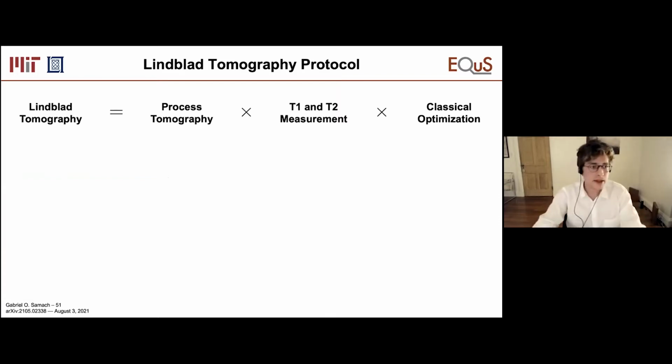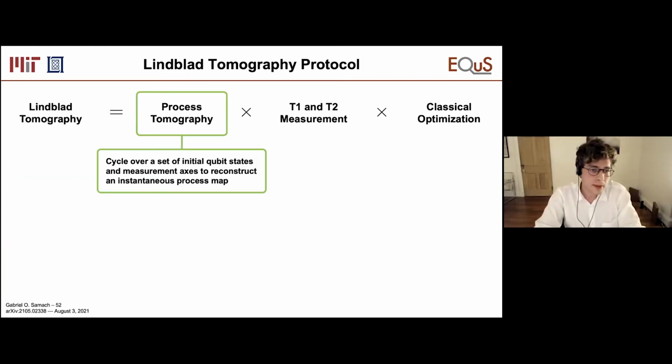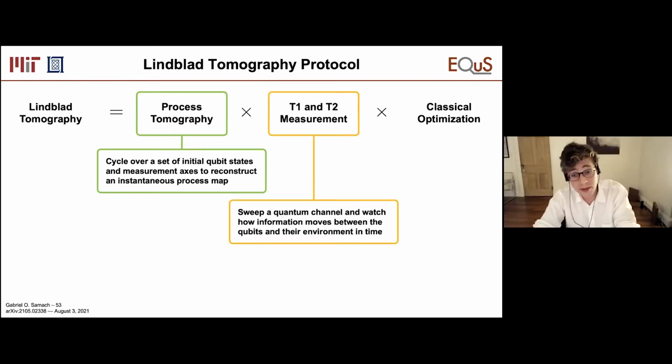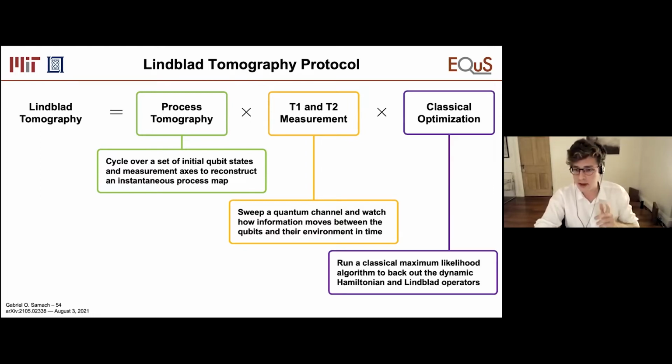So the way I like to describe it is that Lindblad tomography is in some sense a hybrid of process tomography, a T1 or T2 measurement, and then classical optimization. Lindblad tomography is like process tomography in the sense that we're going to cycle over a set of initial qubit states and measurement axes to reconstruct an instantaneous process map. However, it's like a T1 and T2 measurement in the sense that we're going to sweep a quantum channel and watch how information moves between the qubits and their environment in time. And then finally, we're going to use classical optimization to run a classical maximum likelihood estimation, which will help us back out the dynamic, Hamiltonian, and Lindblad operators which best describe the results of our measurements.